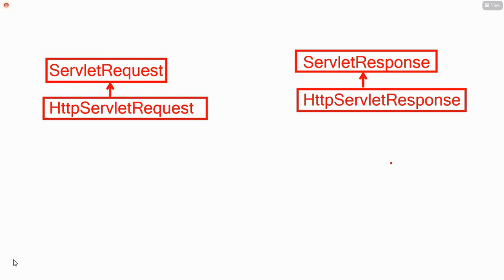Now I gave methods: getParameter, getParameterNames, getParameterValues, getParameterMap. Four methods in ServletRequest. Can I access those methods with HttpServletRequest? Yes. getWriter, getOutputStream: those two methods are in ServletResponse. Can I call them with HttpServletResponse? Yes. Using a sub interface, you can access super interface methods. Okay, you studied.